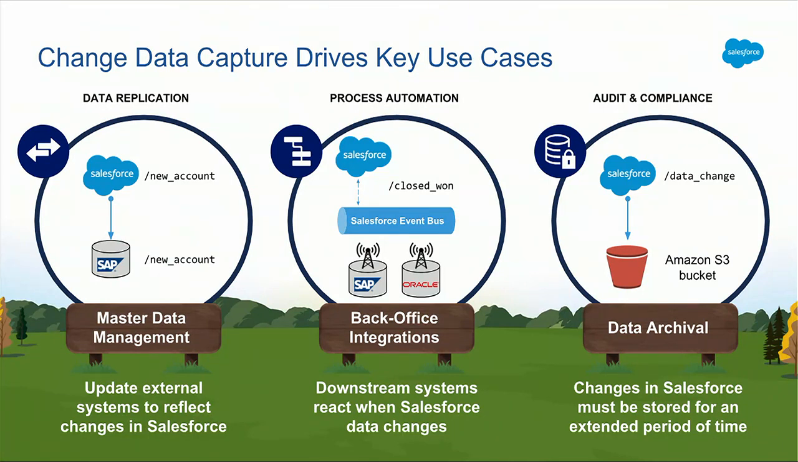The second is process automation. So when I'm a manufacturer and I get an order, I need to kick off downstream workflows or business logic to start the order fulfillment process. How do I do that and not have to pull or not have to wait an arbitrary amount of time?